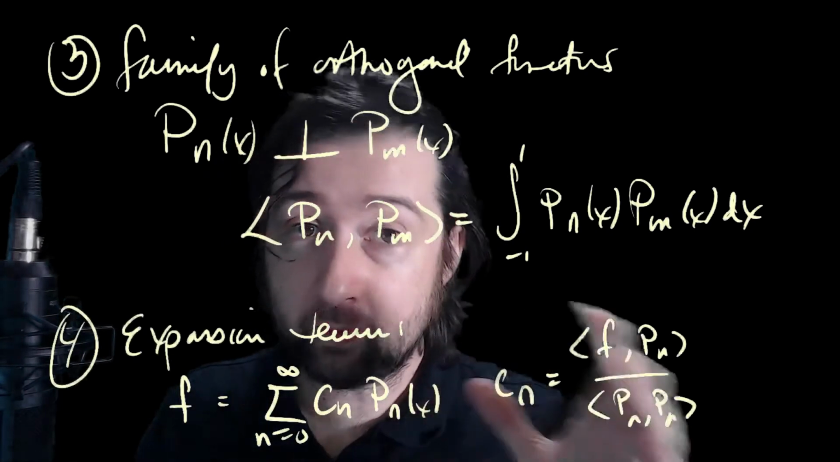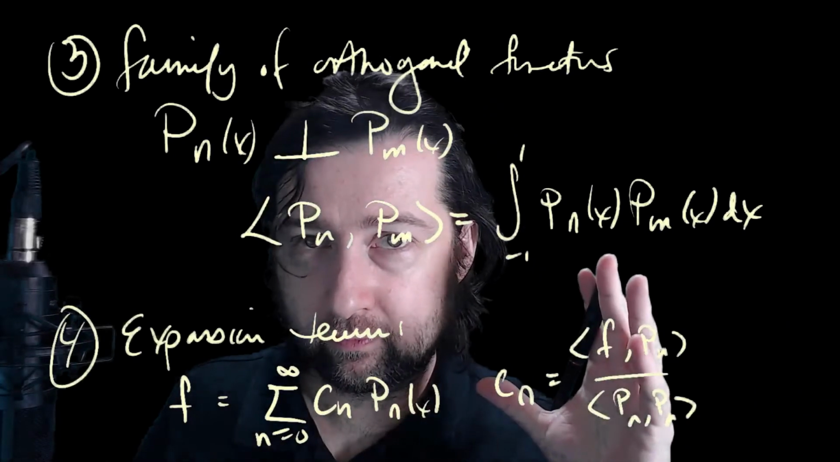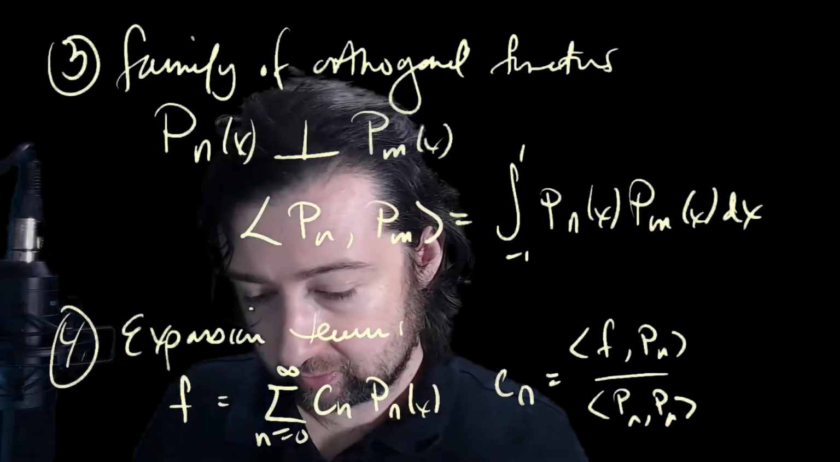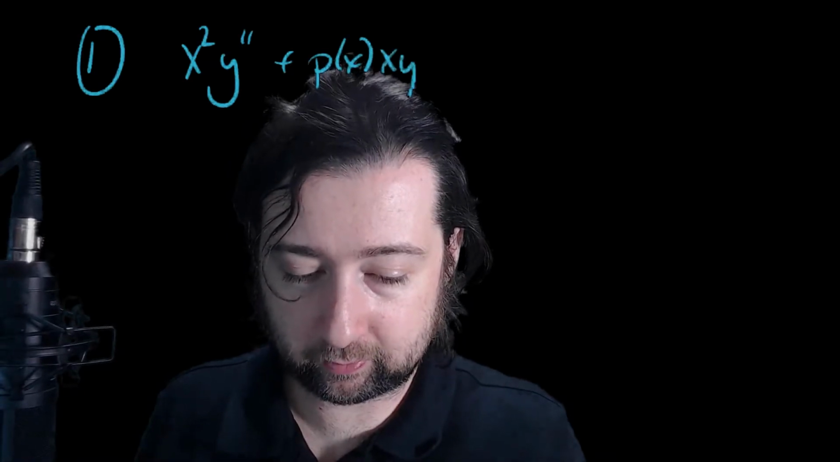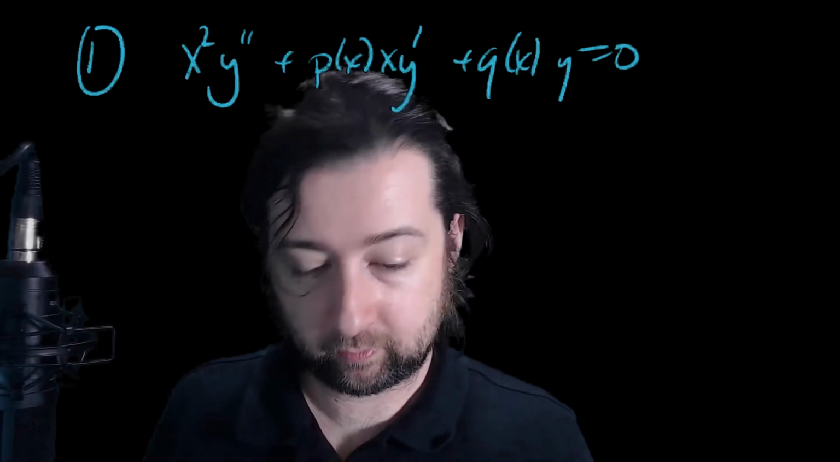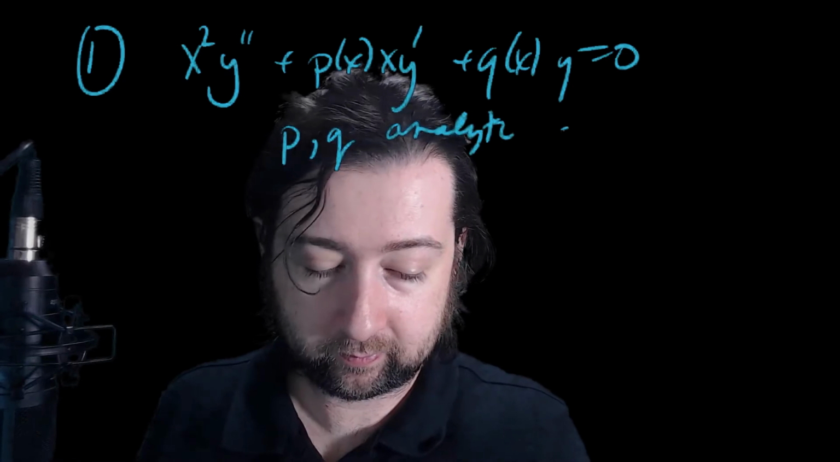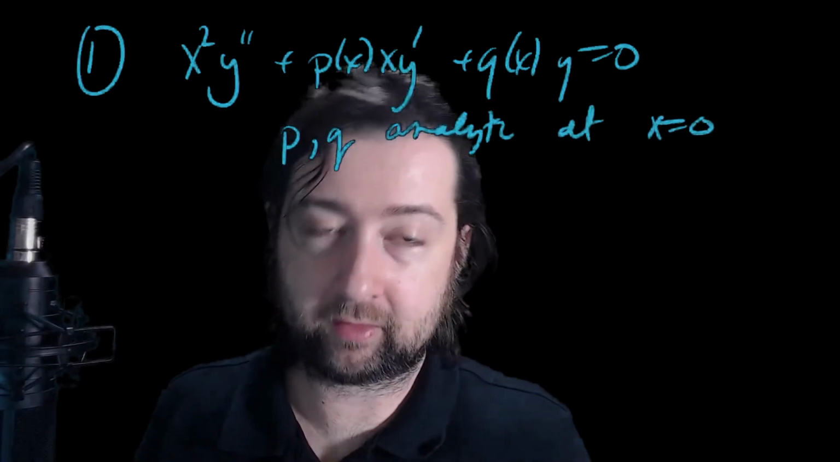So what we're doing right now is building the same sort of set of ideas, but with Frobenius series. Here's where we are with Frobenius series. First, we developed a method of solution to a specific form of differential equation that looks like x squared y prime prime plus p of x times x y prime plus q of x y is equal to 0, where p and q are analytic at x is equal to 0.